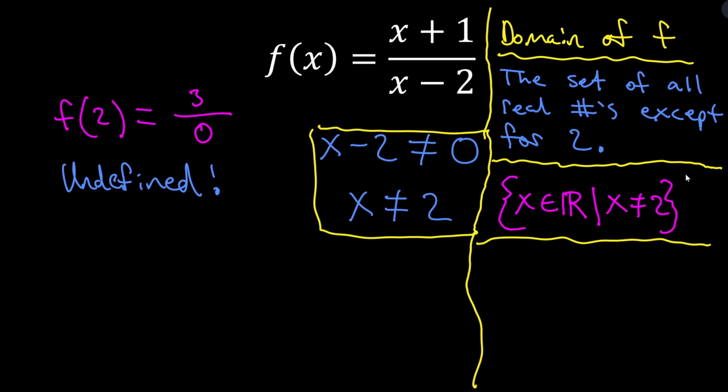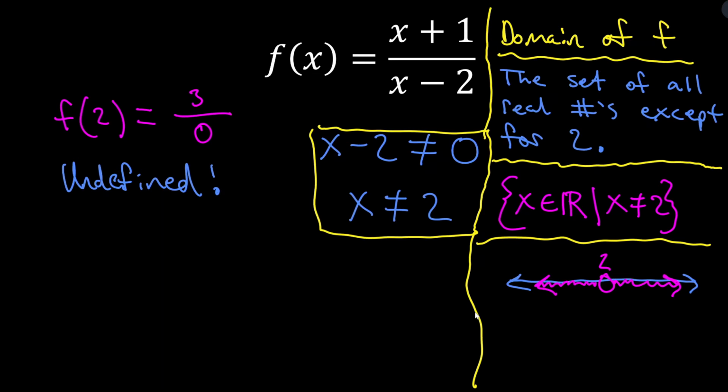What about on the number line? Let's draw a number line here. Arrow, arrow. So how do we represent all real numbers except for 2 on a number line? Well, we can draw an open circle at 2, excluding it. Include everything bigger than 2, that's to the right, and include everything smaller than 2, that's to the left.